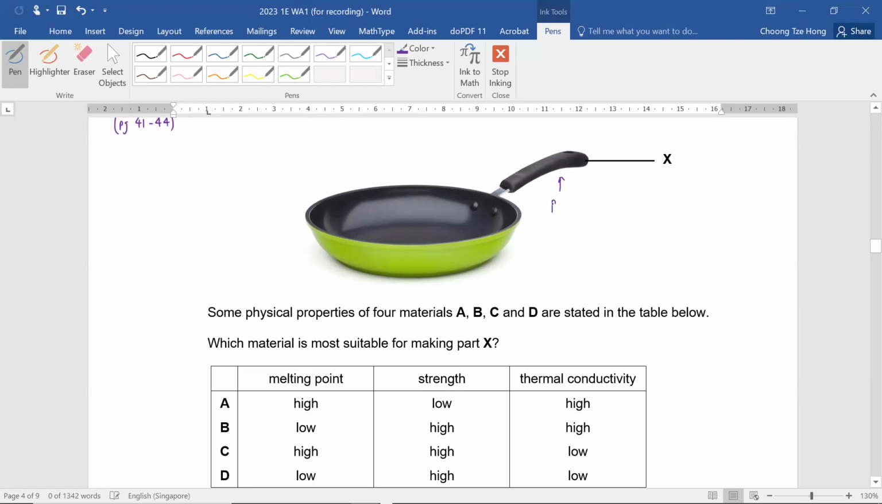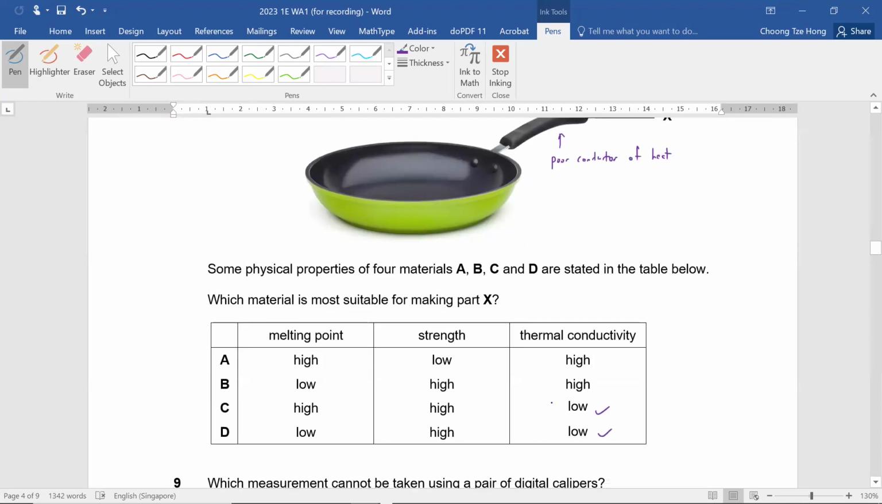So it definitely must be a poor conductor of heat, okay? Which means that it has low thermal conductivity. So it's either C or D already. Okay, so let's think about other things.